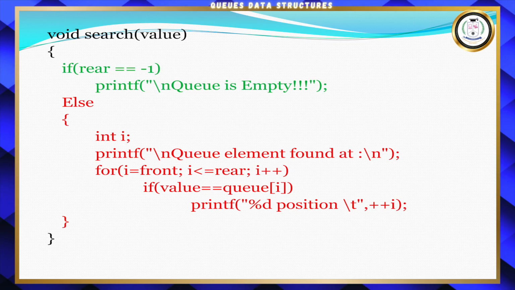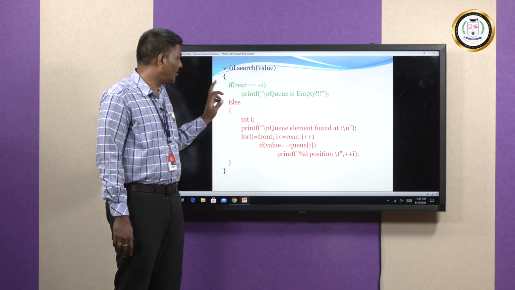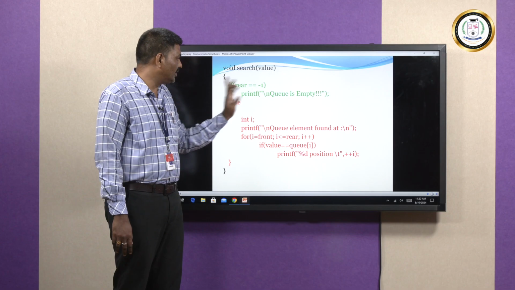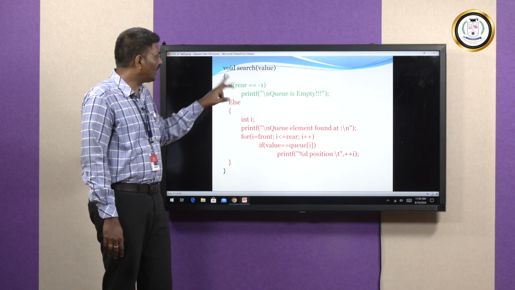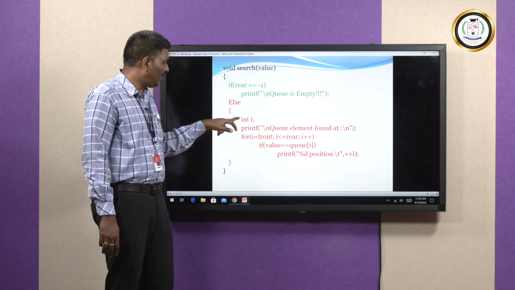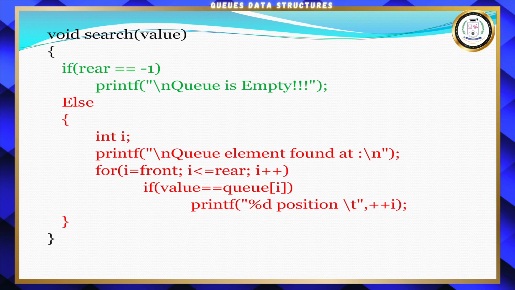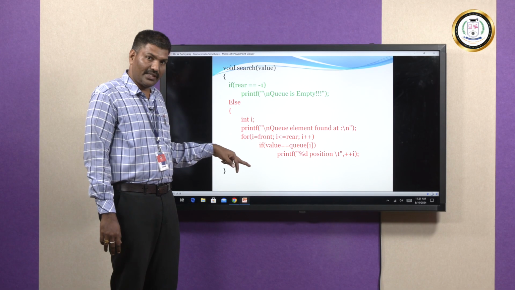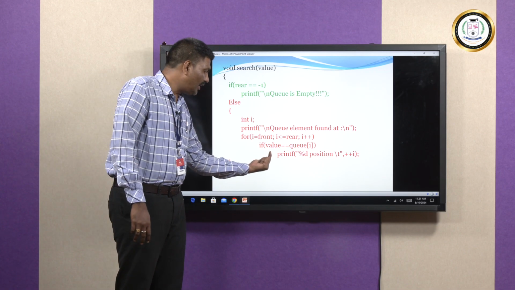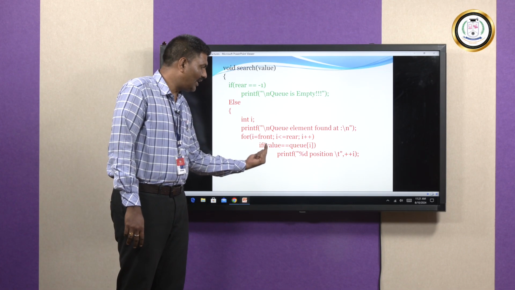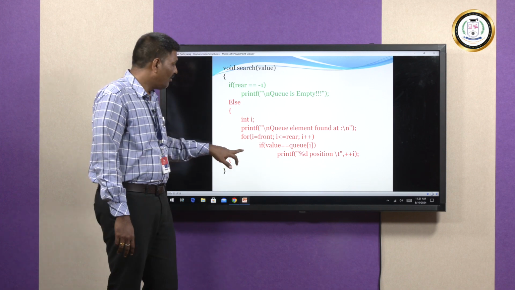Then void search. If rear equal to minus 1, it is similar to deleting: we need to check whether the queue is empty or not. If the condition is true, the queue is empty and we cannot perform the searching operation. If the condition fails, we go to the else part. We declare the variable i, the looping variable. We search from the front pointer up to the rear pointer in a loop. Each time the loop executes, we compare the given input value, and accordingly we print the corresponding position number.